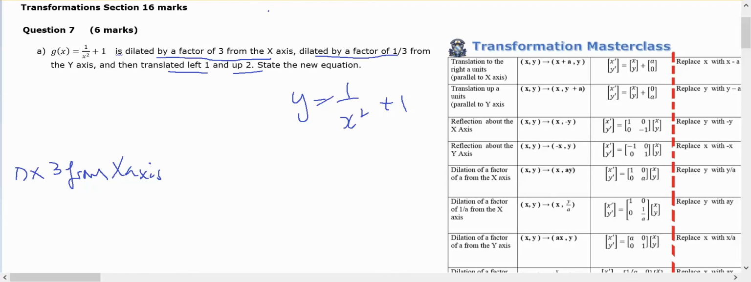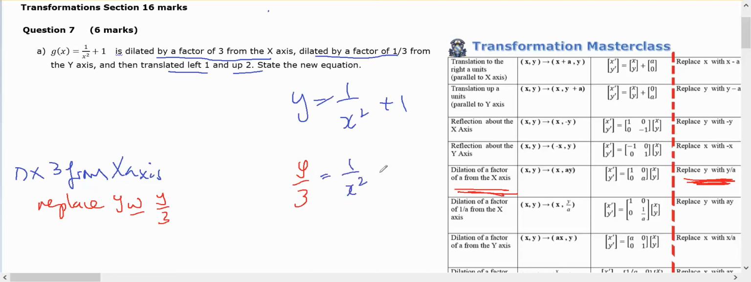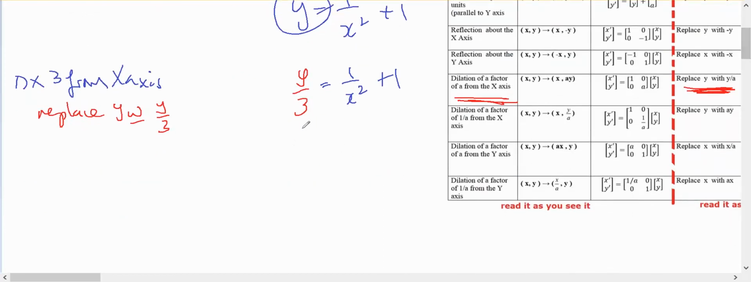Okay, so my table tells me when I dilate by a factor of 3 from the x-axis, I replace y with y on 3. Therefore, I'm going to have y on 3 equals 1 on x squared plus 1. I replace y exactly with y on 3. Doing a bit of a clean up, that gives me y equals 3 on top of x squared plus 3.